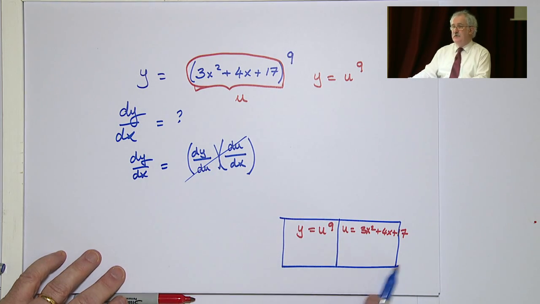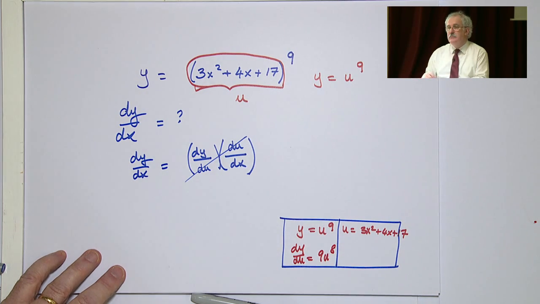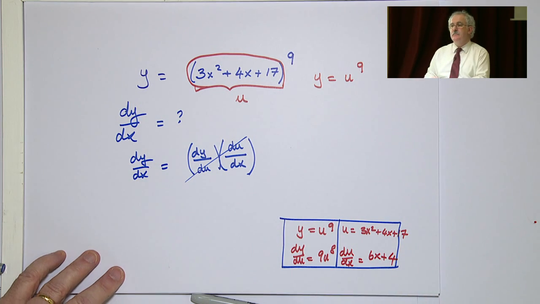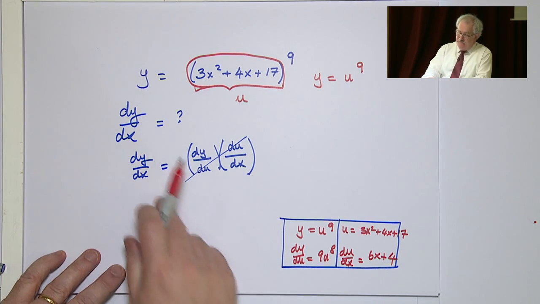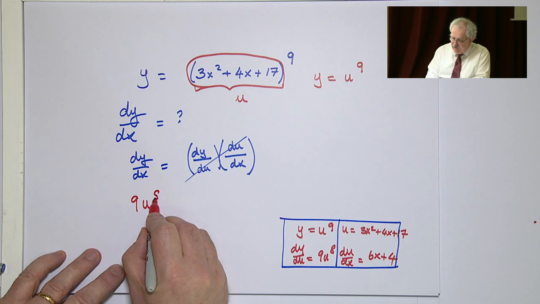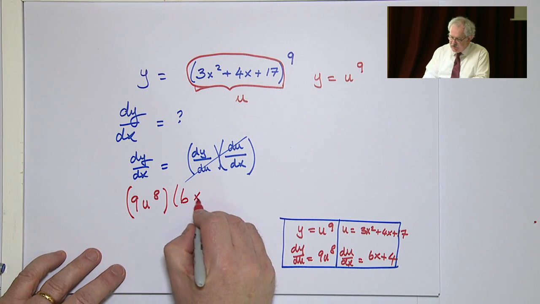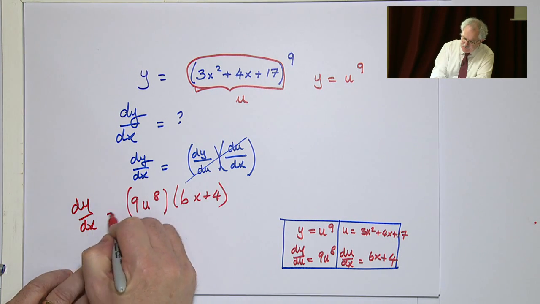There's no graph where dy is. What I have from this is dy/du is equal to 9u to the 8, and du/dx is equal to 6x plus 4. I can't find dy, but I can find dy/du, and dy/du is 9u to the 8, and du/dx is 6x plus 4. And this is now dy/dx.